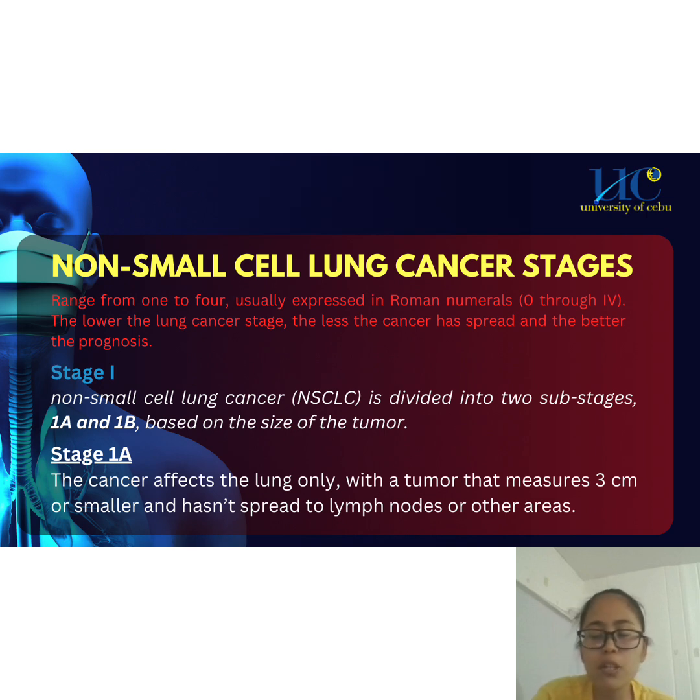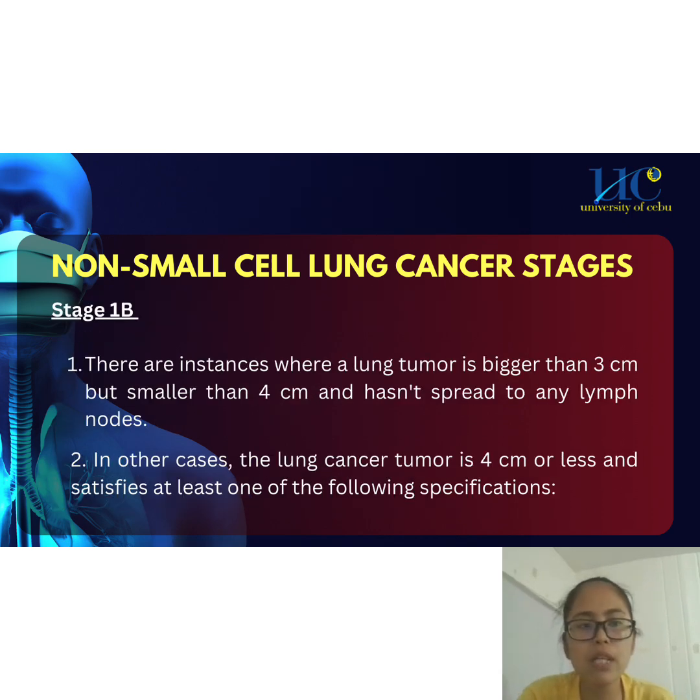Treatment options for stage 1A typically involve surgery to remove the tumor, with or without additional therapies like radiation therapy or chemotherapy. Early diagnosis and treatment of stage 1A significantly improve the chances of a successful outcome and long-term survival. For stage 1B, there are instances where a lung tumor is bigger than 3 cm but smaller than 4 cm and has not spread to any lymph nodes.